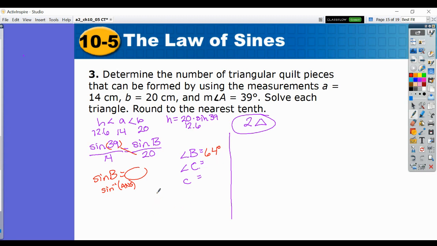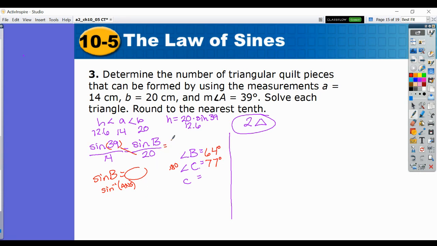All right, let's just finish solving this one, and then I'll explain how to get that other triangle, because if we just follow law of sines, we're just going to get one answer. Now, to find angle C, same thing. They have to add up to 180, so I'm going to do 180 minus 64 minus 39, which is 77. So that means angle C is 77 degrees.